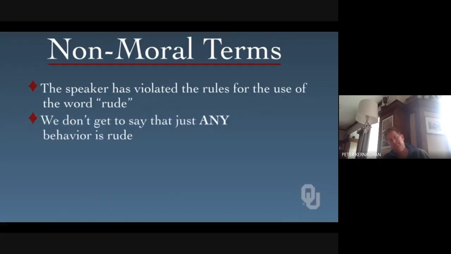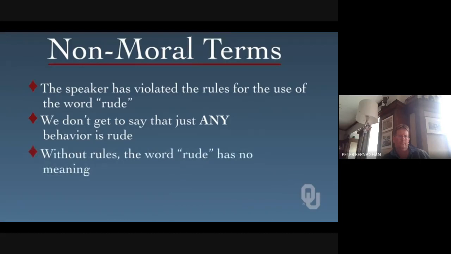We don't get to say that just any behavior is rude. We must refer to something about giving offense or intending to give offense or violating rules that are constructed to prevent offense or something like that. Without those rules, the word rude has no meaning. The moral I take from Foote is that what is rude or a duty or harmful or dangerous or beneficial is not arbitrary, nor is it a matter of personal decision or democratic vote. The way the world is fixes or at least constrains what we can say when we use moral terms, as well as a lot of non-moral terms that are connected with them.